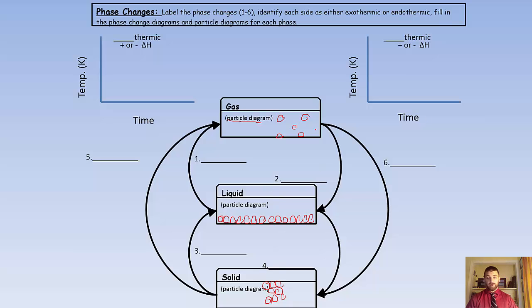Some of these I'm hoping you know right off the bat. Let's go from a solid and work our way up. If we go from a solid to a liquid, what do we call that? We call that melting. Liquid to gas, you can call it a couple things. You can call it boiling, or you can call it vaporization.